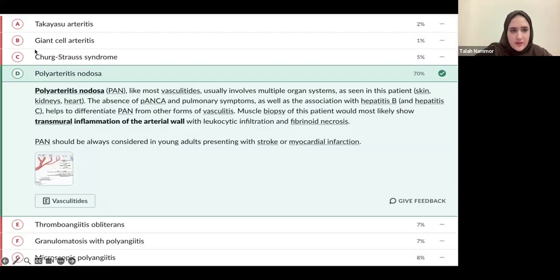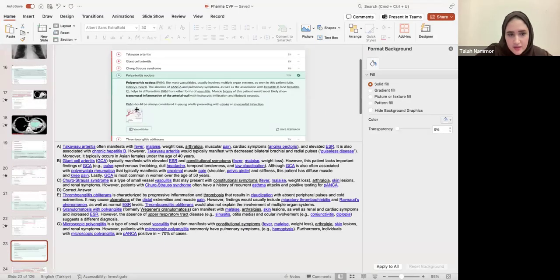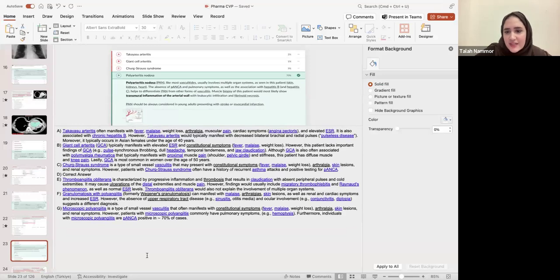Okay, so basically I included in here the explanation of why. So in C, the P ANCA is usually positive. In Churg-Strauss syndrome, the P ANCA is usually positive. So that's why it's not C. We have here negative P ANCA. And a lot of you guys said F, granulomatosis with polyangiitis or Wegener's.